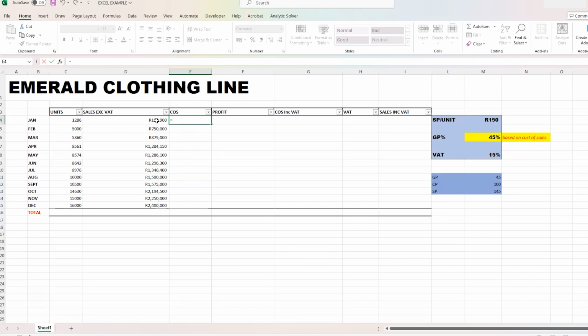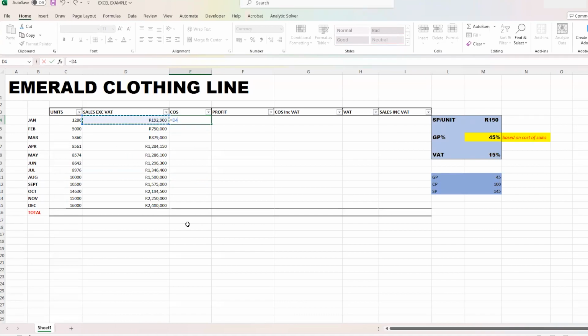Equals to, I've got my sales excluding VAT. We're still working with excluding VAT. VAT has not come in yet. I've got my sales, all right? I want to calculate my cost of sales. So my sales, as you can see, is the 145. And then my cost of sales is 100 and whatnot. I'm going to work with decimals, so I'm going to change everything to decimals. All right. I want to calculate cost of sales.